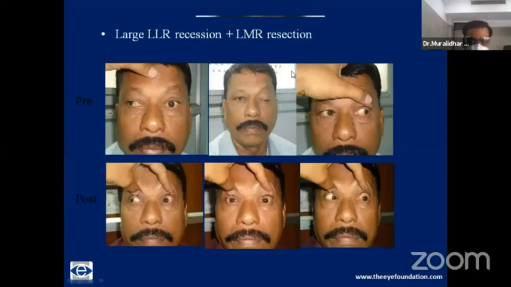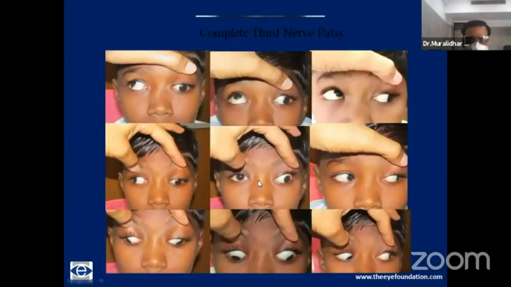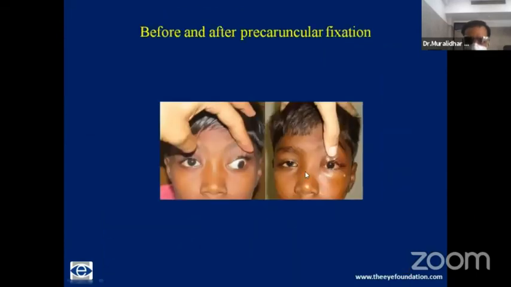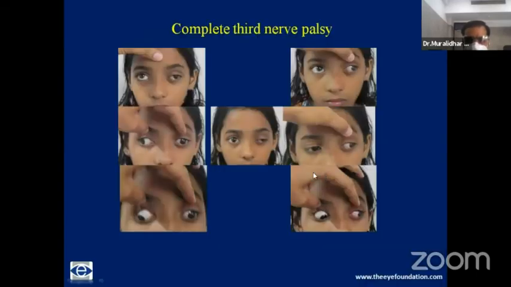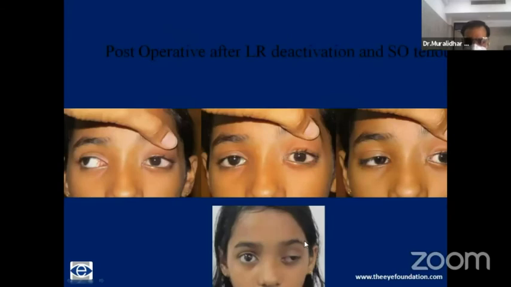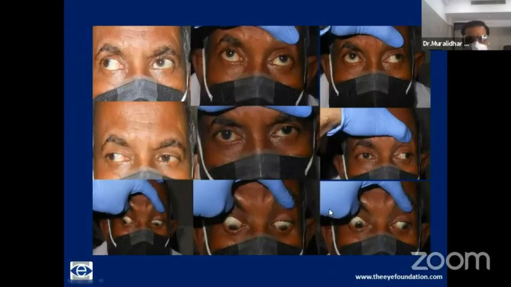Management, again on the same lines: if the MR is working, well and good, go ahead and do a recess resect procedure. If it is not working, you have the choice. Like in this patient, it's not working. You can do a precaruncular fixation, globe fixation, or a deactivation as in this patient, or you can do an LR to MR transposition. I think I'll wrap up with this.